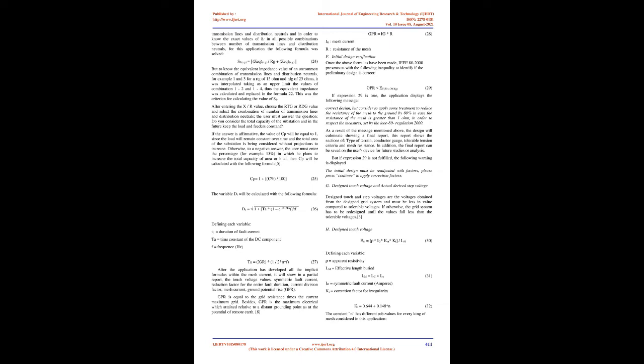After entering the X/R value, choose the RTG or ridge value and select the combination of number of transmission lines and distribution neutrals. The user must answer the question: do you consider the total capacity of the substation and in the future keep the load and feeders constant? If the answer is affirmative, the value of CP will be equal to 1, since the load will remain constant over time and the total area of the substation is being considered without projections to increase.